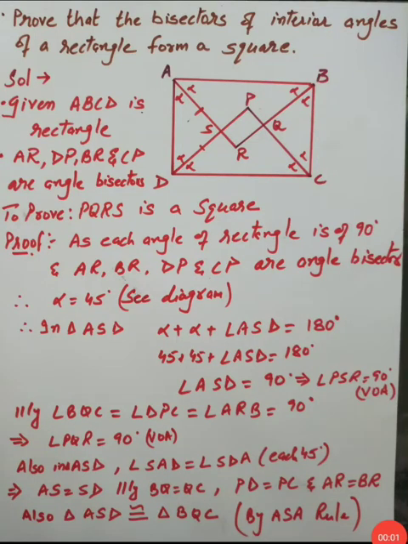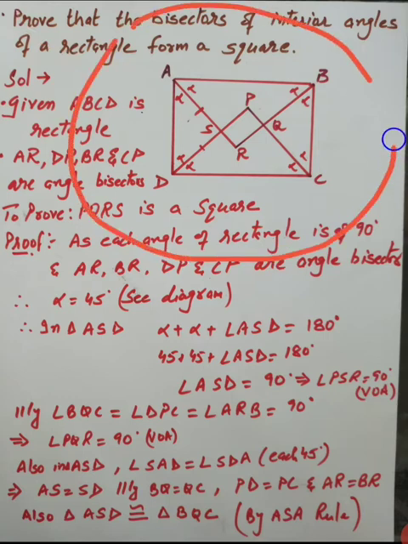Everyone, today we are going to discuss a very important question, that is, prove that the bisectors of the interior angles of a rectangle form a square. This is the question: bisectors of the interior angles of a rectangle.